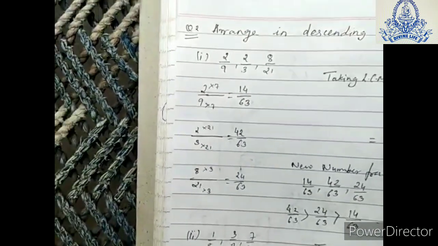In the same way, third, 8 upon 21. 21 times 3 is 63. That same number 3 will be multiplied by numerator 8. Then it will become 8 times 3, which is 24. So we have 14 upon 63, 42 upon 63 and 24 upon 63.